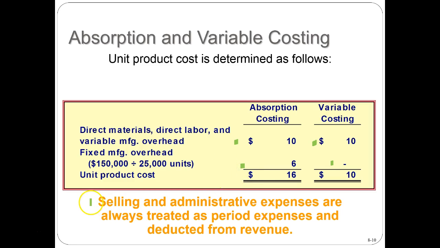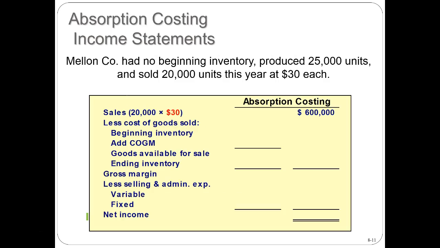On the selling side, we had selling and administrative that was both variable and fixed. We're not going to include any selling and administrative in the cost of the stuff we produce, because selling and administrative is not part of the inventory that we will then sell. So selling and administrative expenses are always treated as period costs and deducted from revenue.